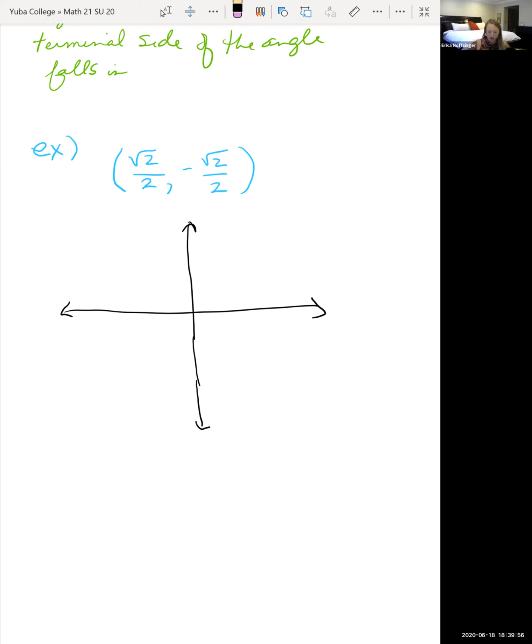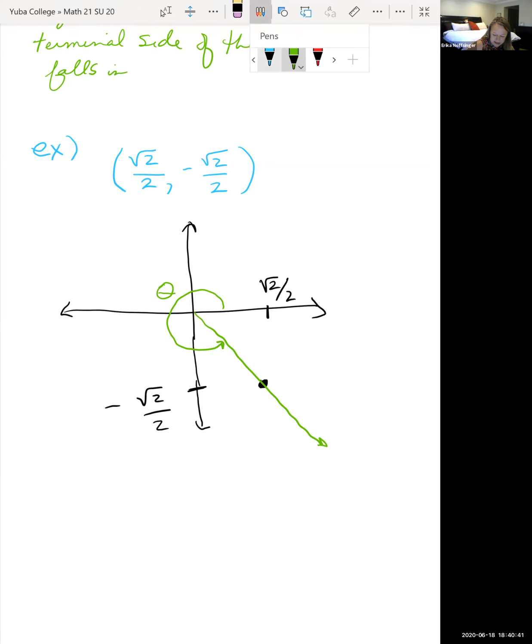Quadrant 4? Correct, quadrant 4. So here, and I'm just going to estimate, this is our point, right, and that line that goes through the point is going to be where the terminal side of our angle lies. The initial side starts at the standard position over here, so this is theta. And so we want to make a triangle so we can use trigonometry, the ratio of sides. And we always form it with the x-axis, not with the y-axis.